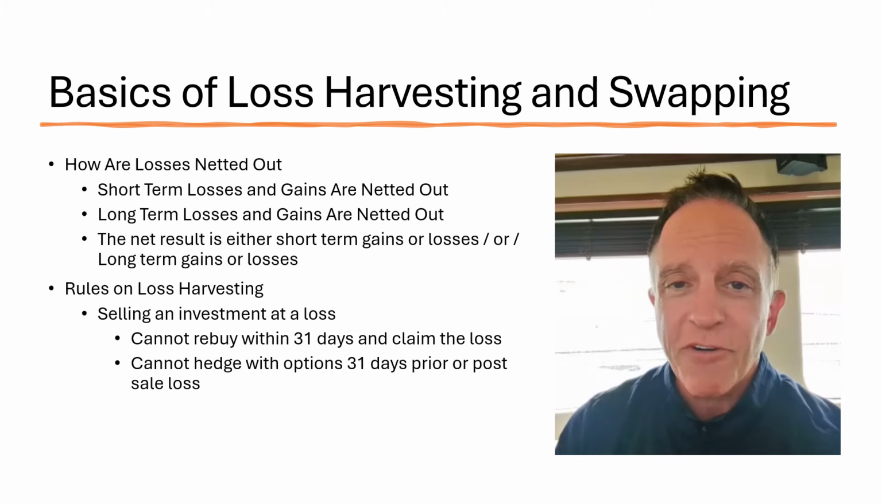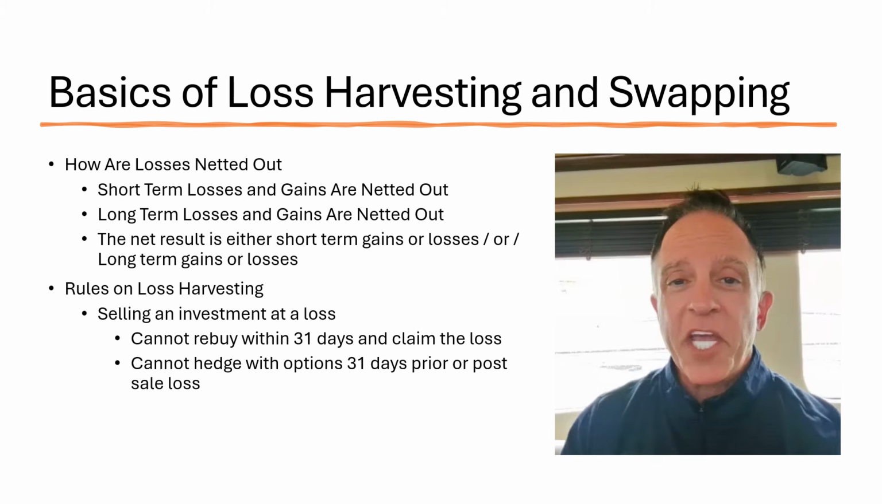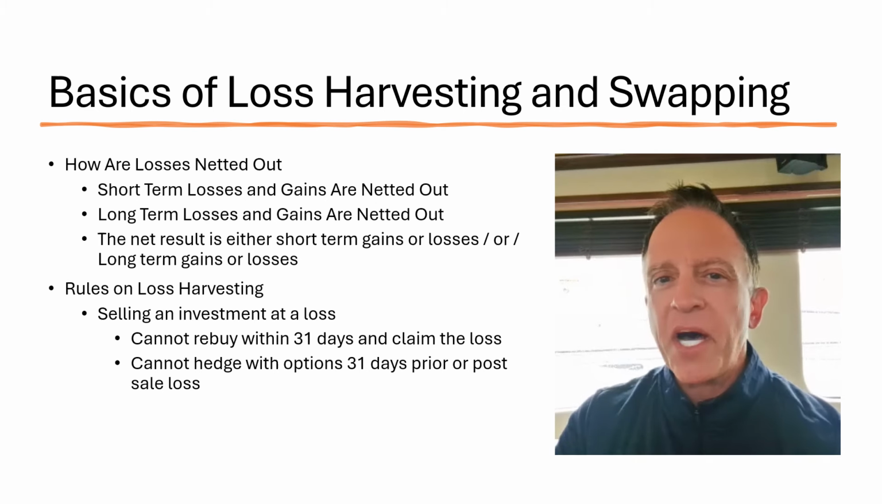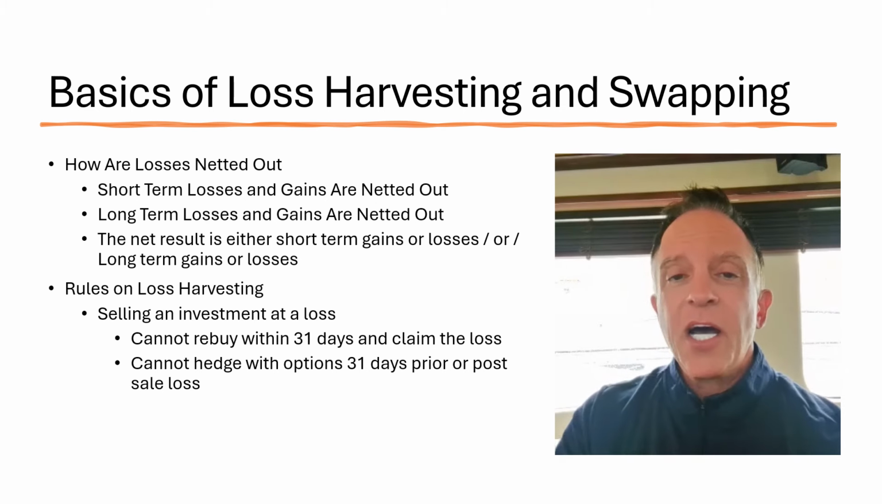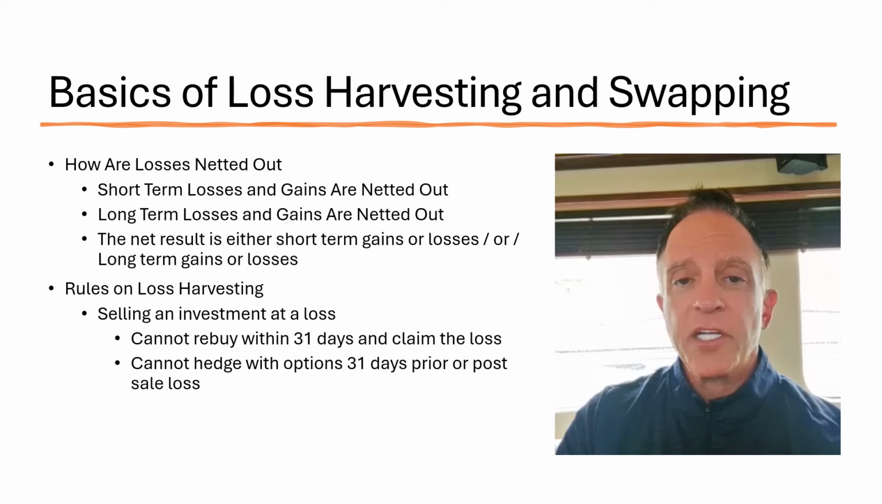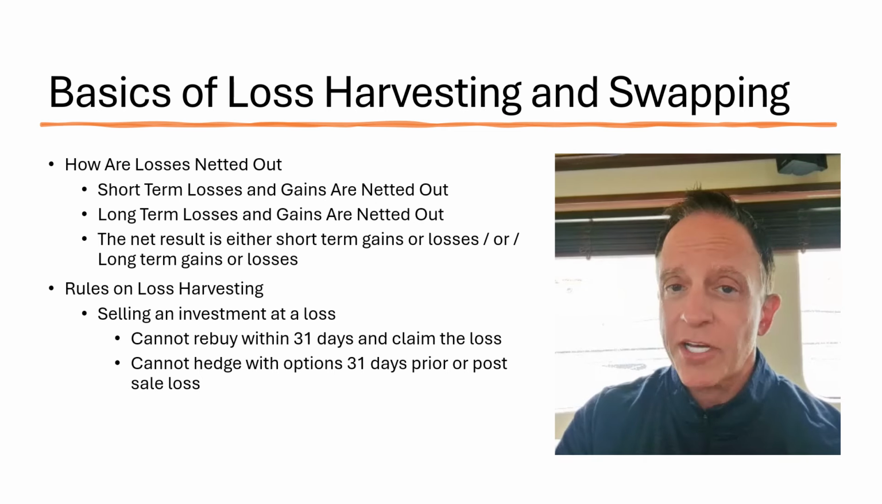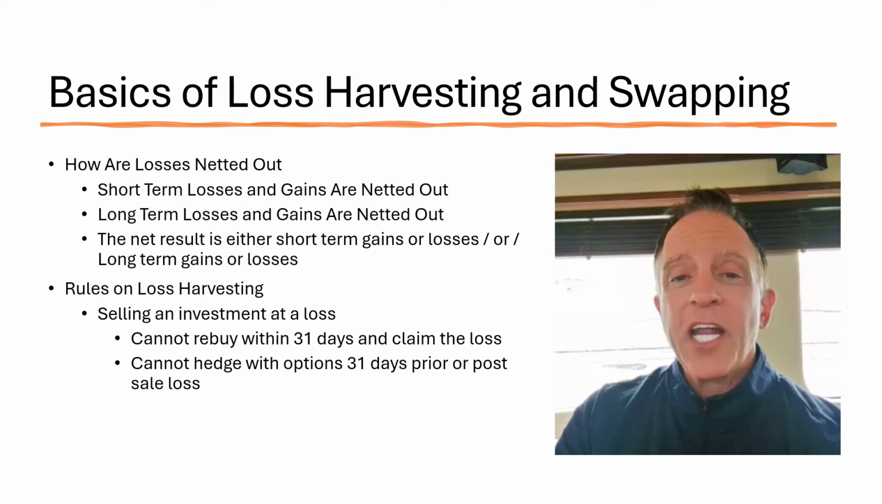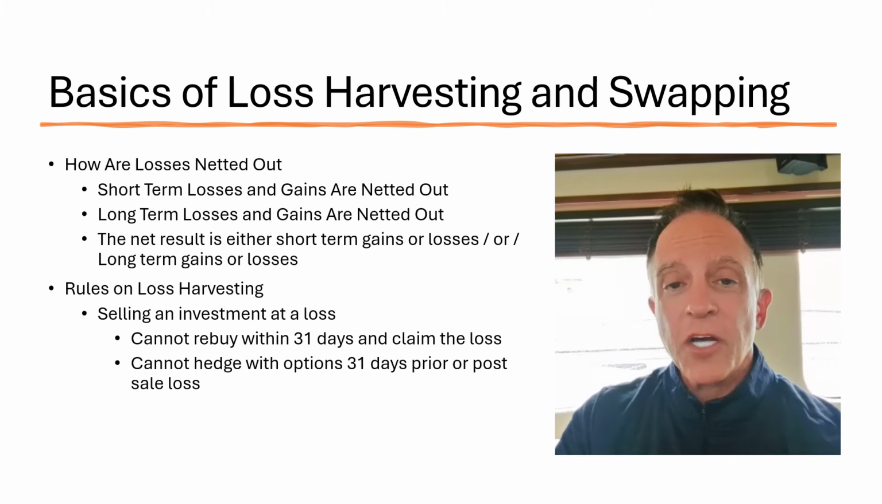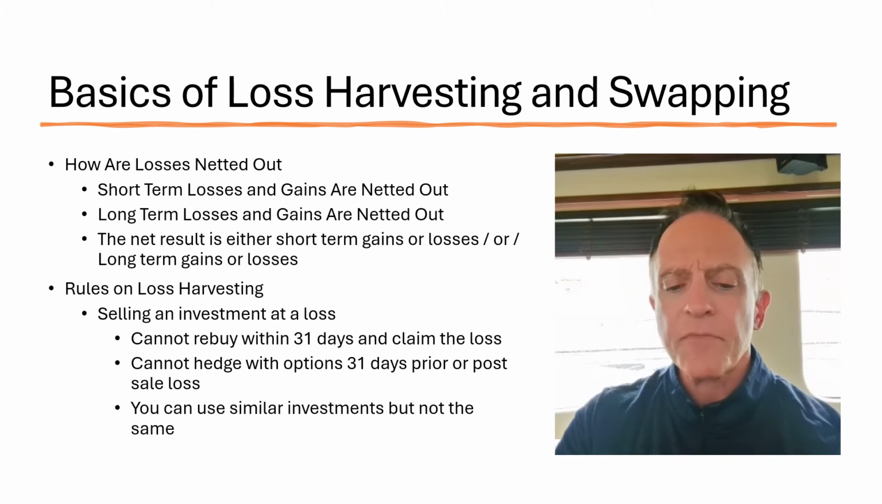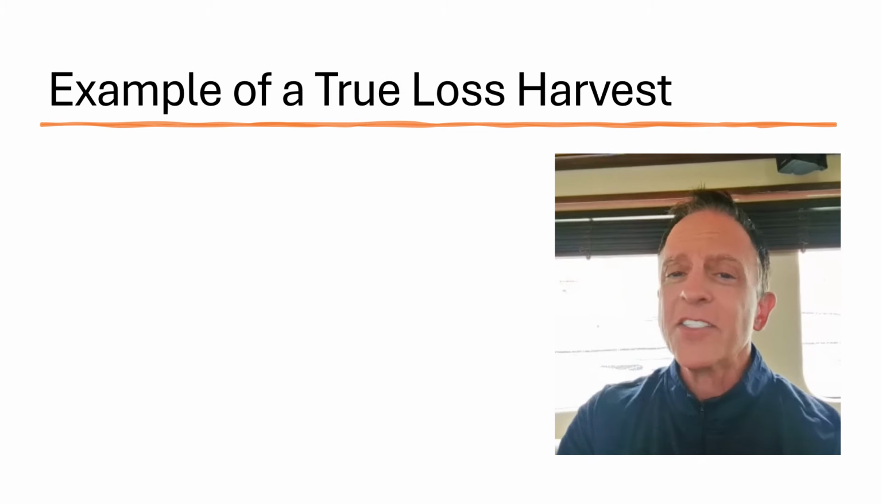And for all of you out there that are super creative and saying, yeah, but I know what I'm going to do, I'll buy a call option on that stock right before I do it, and that way I protect the price from going up in case I'm trying to play this tax strategy. Well, it doesn't work. You cannot buy any hedges or derivatives off of that stock either 31 days prior or 31 days after. Now, you can use similar investments, just not the same investments. And I'm going to give you an example of that because it's actually pretty simple.